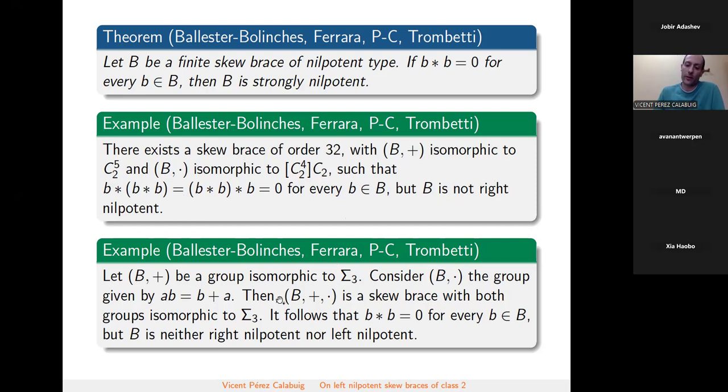And we have also another example showing that the nilpotent type hypothesis is necessary. If we take as an example an almost trivial skew brace isomorphic to a symmetric group of degree 3, then easily this skew brace is two strongly nil, but this skew brace is neither right nilpotent nor left nilpotent.